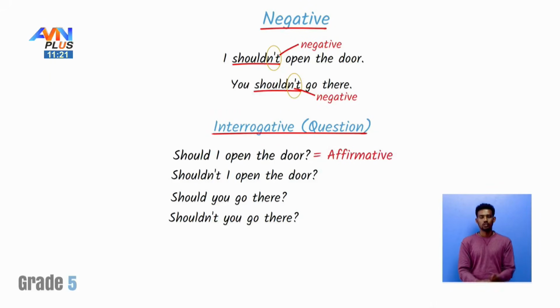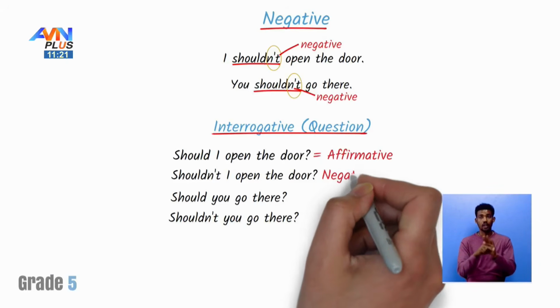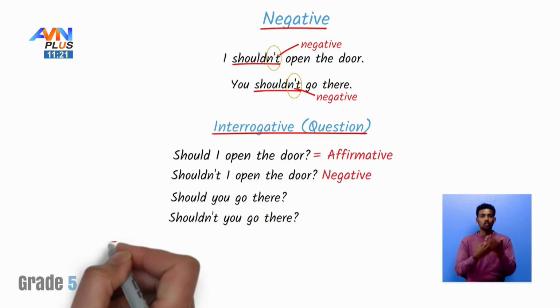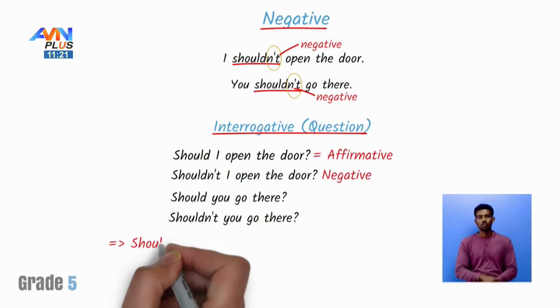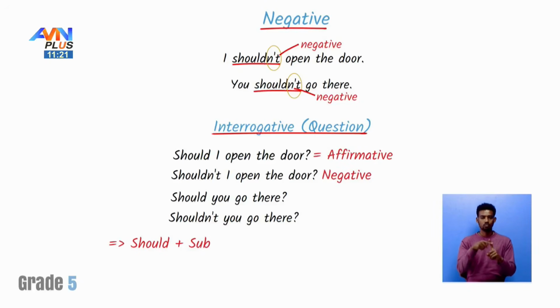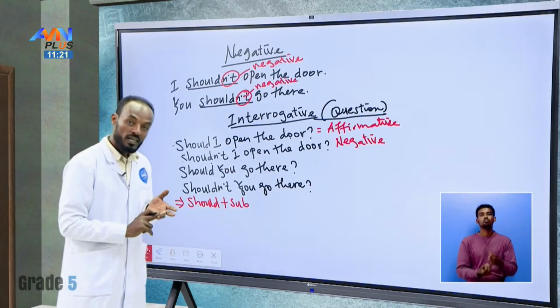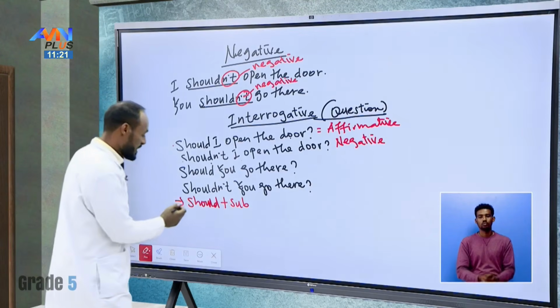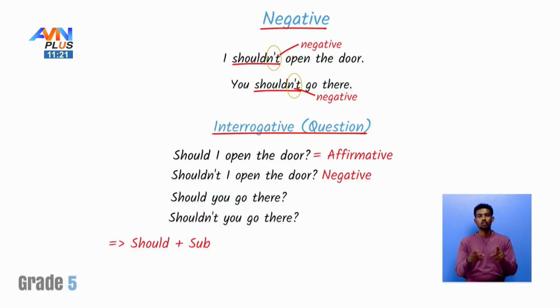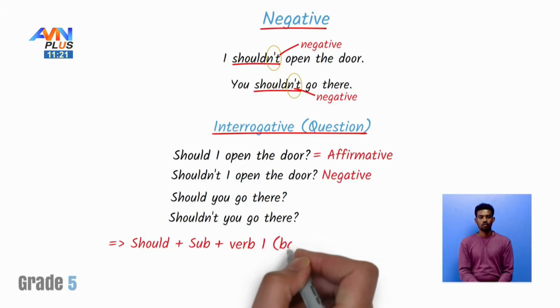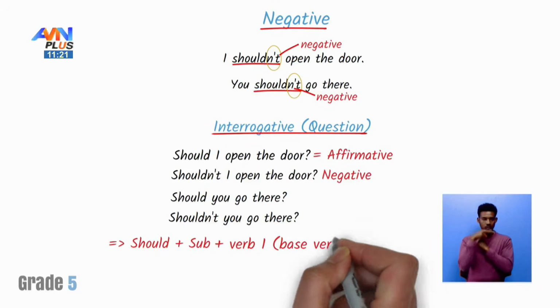This one is a negative. If it is given in negative, you can use such kinds of structure. So, what is the form? We can derive from here. The form is should plus the subject. It can be first person, singular or plural, second person, third person, singular or plural. Should plus subject plus verb 1 or base verb.